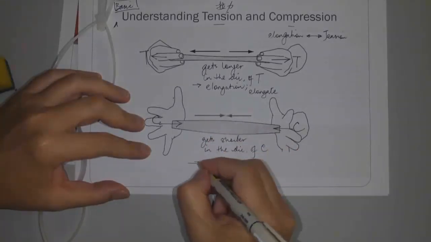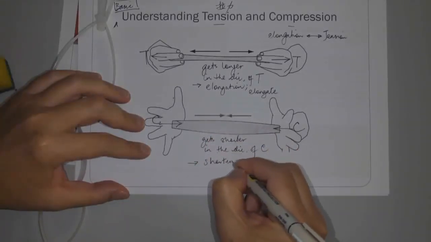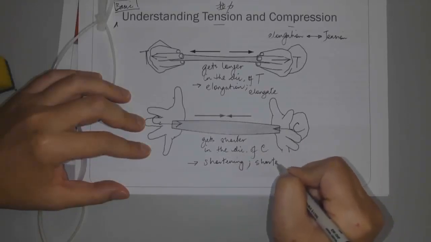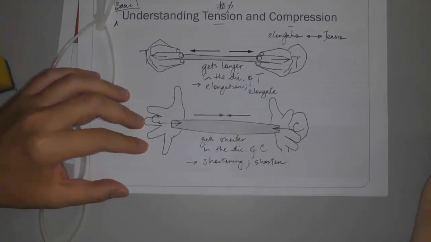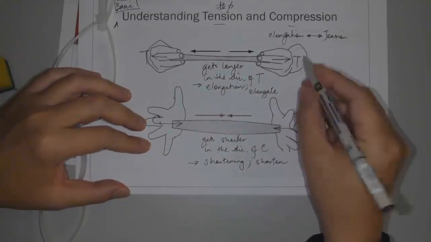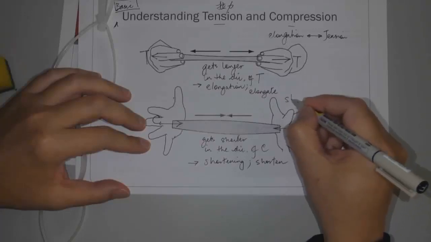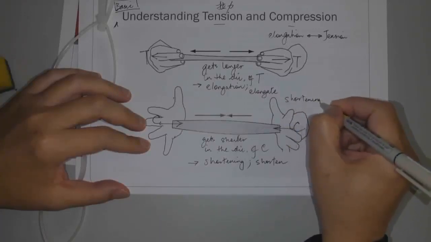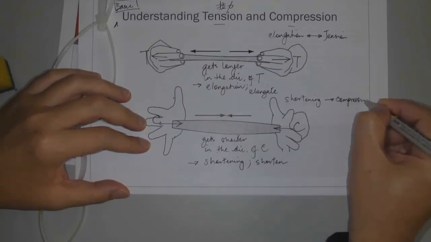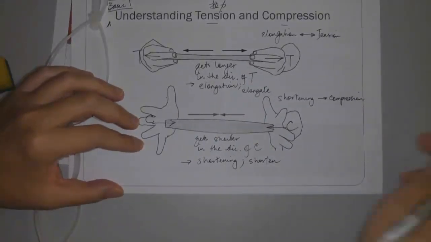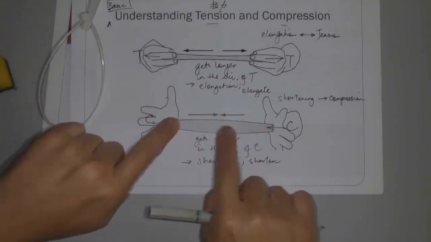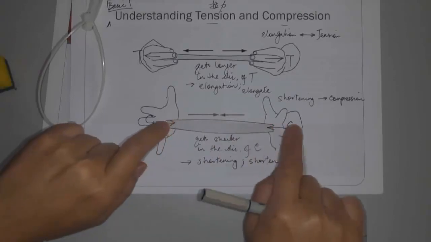And the technical term is shortening, or the verb is shorten. So just like elongation and tension, I can also write shortening implies compression. In other words, if you see a piece of material that gets shorter along this direction, then that implies there must be a compressive force along that direction.